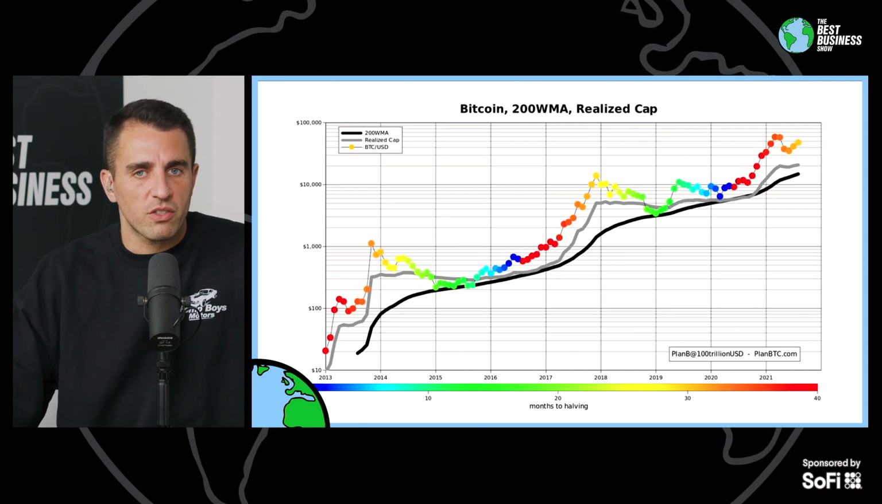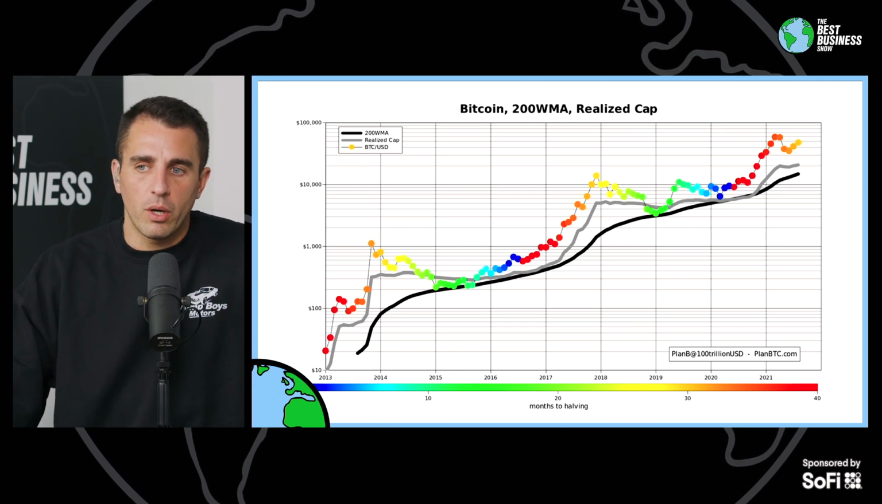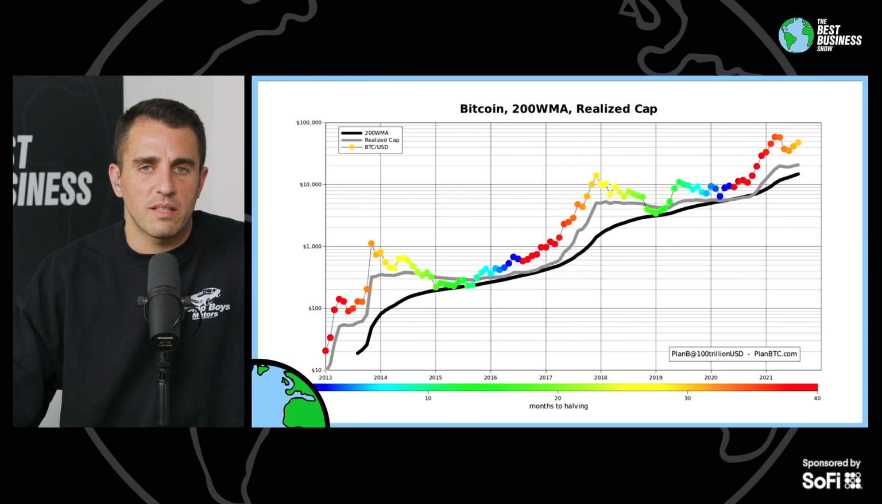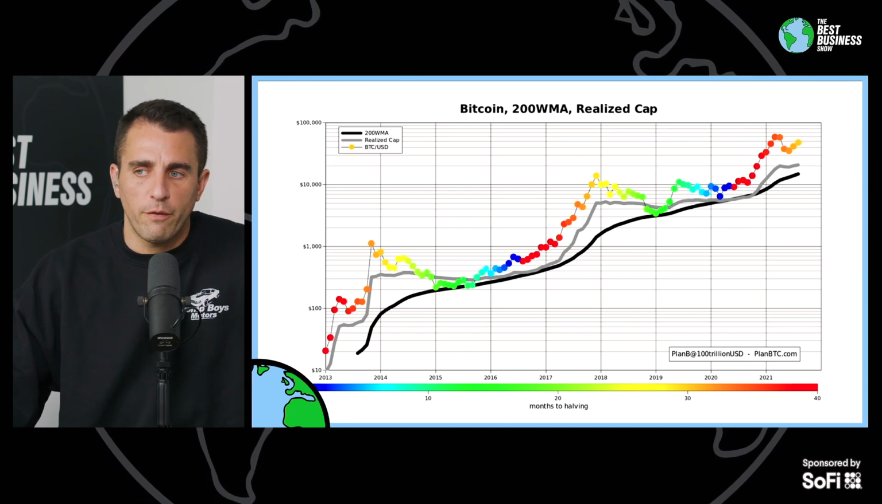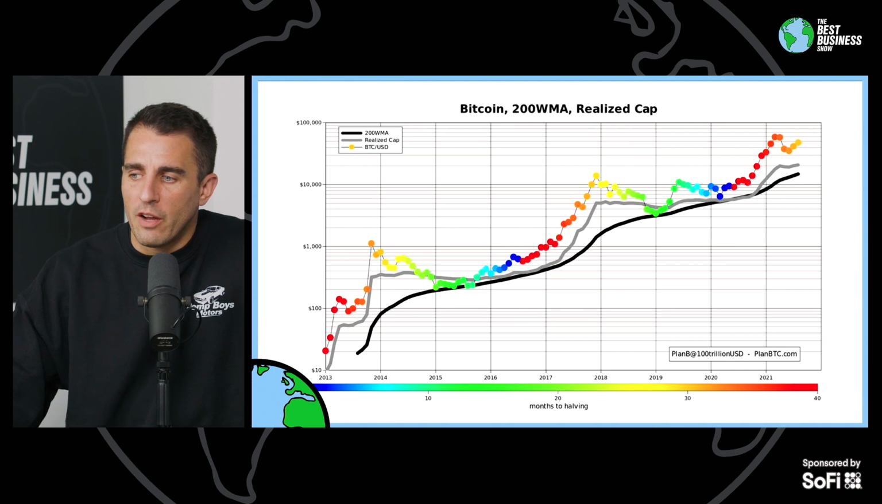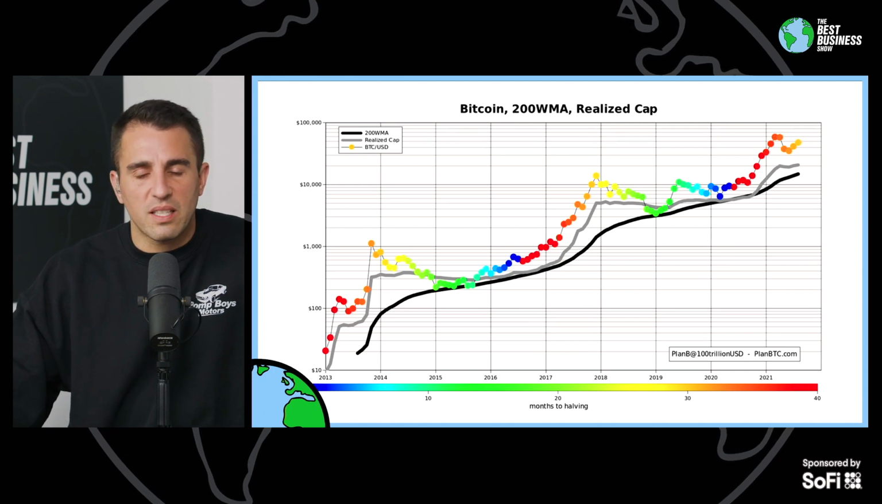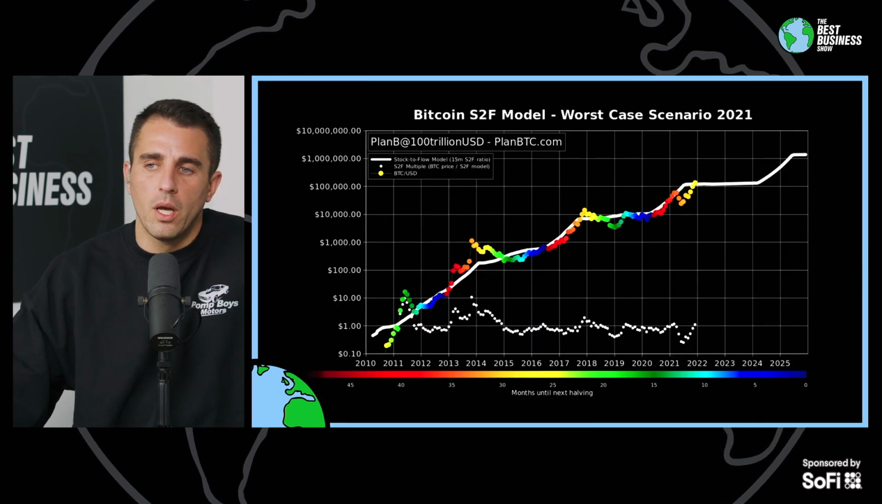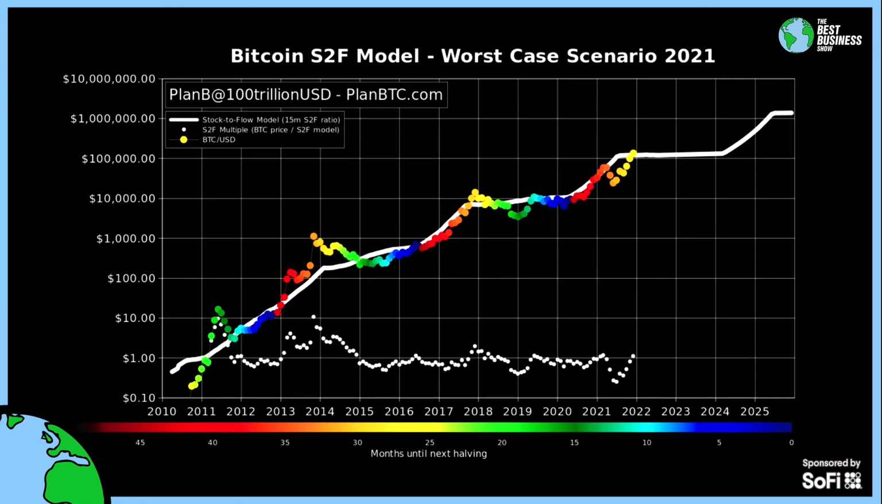Barring some sort of external catastrophic event, Bitcoin looks like it is being repriced in the world as a global store of value, and the world is trying to figure out what this asset is worth. If we then move to the worst case scenario, 2021, of the Bitcoin stock to flow model, again coming from Plan B here, what you can see is that the worst case scenarios end up still being very bullish.